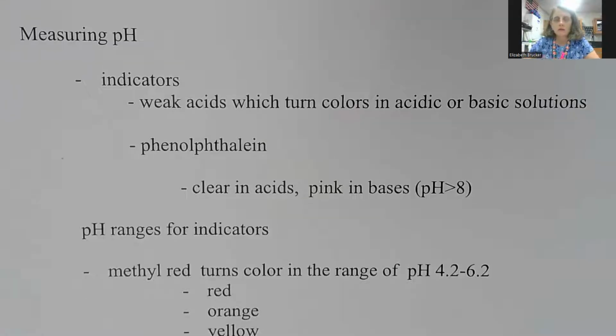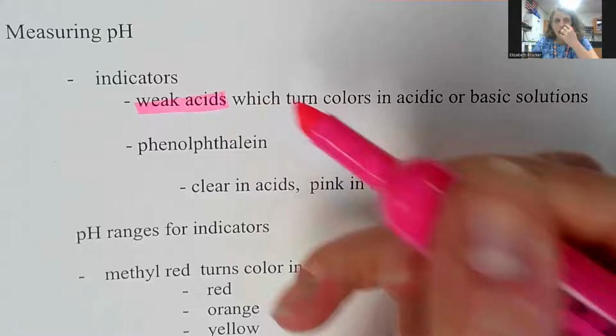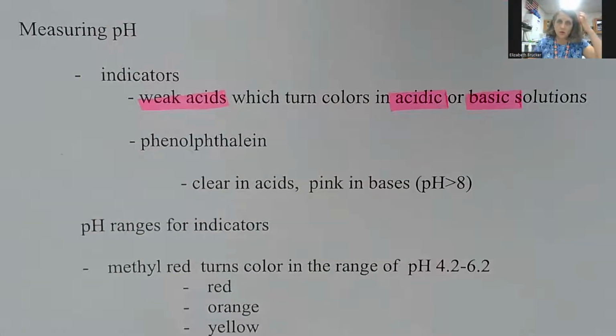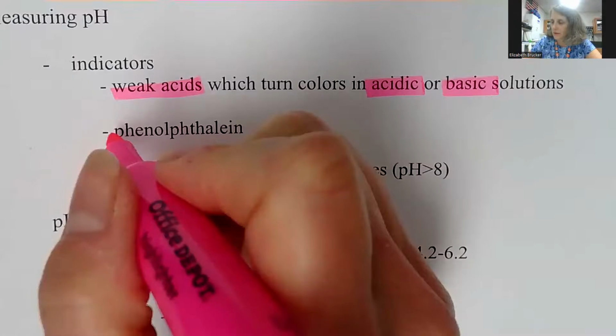So this video is going to talk about what we call acid-base indicators, and these are going to be chemicals that we use in different labs to determine what the pH is based on a color change. They are what we call weak acids, and they turn colors in both acidic or basic solutions. The one that we are most familiar with at this point is something called phenolphthalein.